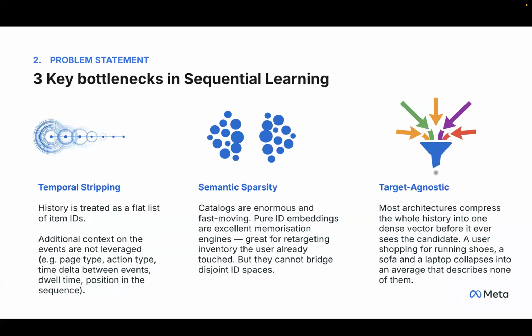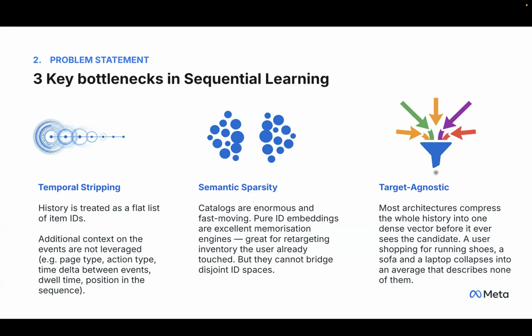However, sequence learning faces three key bottlenecks. First is temporal stripping. Most of the time when we consider sequence learning, we actually consider the raw sequence of item IDs. However, we tend to forget to enrich this sequence with context, such as what is the page type used, what is the action that was done. So we strip away these key elements that are crucial to help learn from the sequence.